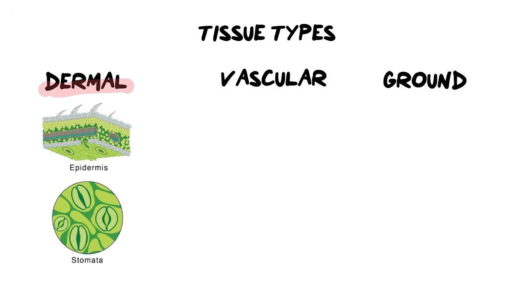Now, these dermal tissues can be specialized, as we see as our example here. We can get something like stomata, which is a special kind of dermal tissue, and it is adapted for a very specific function, but I'll get into that later.